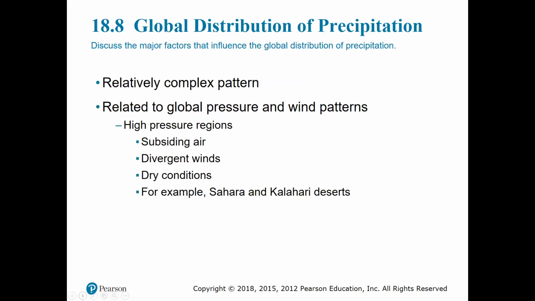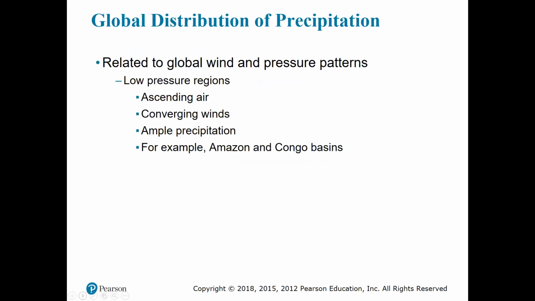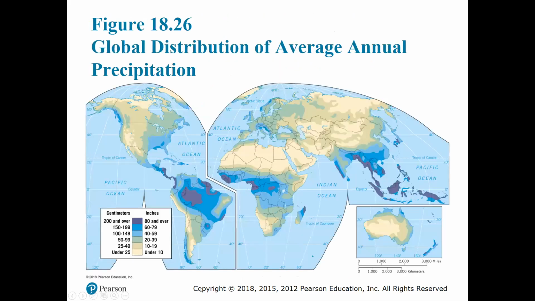So the last thing we're going to look at is the global distribution of precipitation. And here we go. So here is the global distribution of average annual precipitation. This is in your book on page 570. And so we're going to look at what are some of these factors. Well, it's kind of complex if we look at this pattern. Regions influenced by high pressure with subsidence and diverging winds experience relatively dry conditions, and regions under the influence of low pressure and converging winds receive ample precipitation.